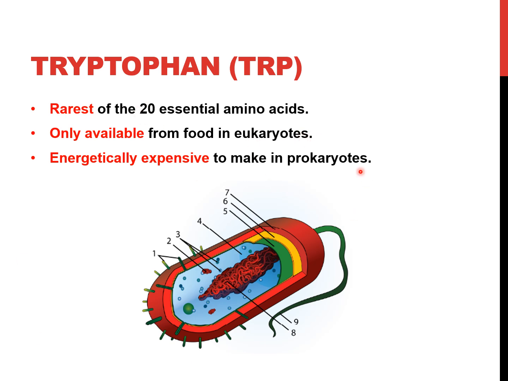As eukaryotes, we really just get it from our highly protein-dense bioavailable foods. That's your meats, your fish, your eggs, anything like that. Okay. And why does it need to be regulated? Because it's so energetically expensive, as I said. When a prokaryote needs to make this, it uses a lot of energy in the cell.